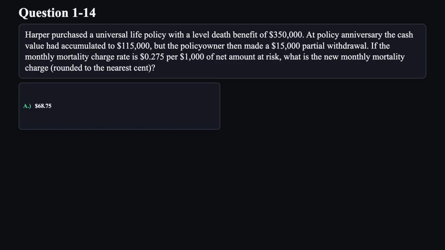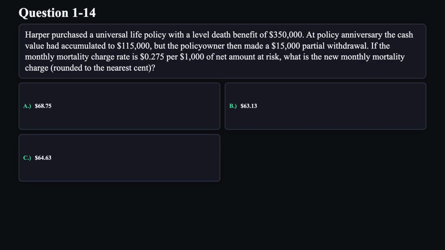A. $68.75. B. $63.13. C. $64.63. D. $75.38.